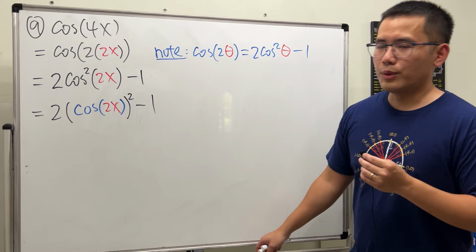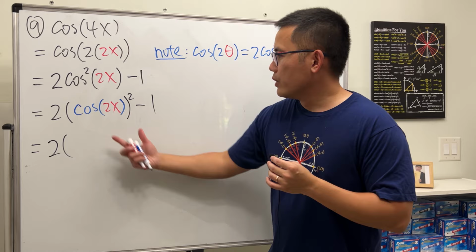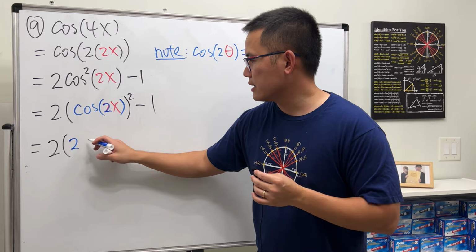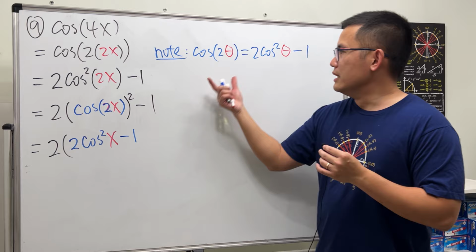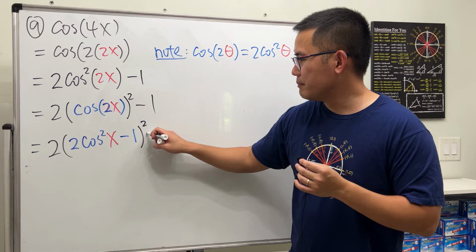All right, so let's go ahead and just continue. This right here equals 2, and then for the inside, this is just the same as that, right? So we have 2, and this time the angle is x, so we have just x. So that's cosine squared x, and then minus 1. So the blue part is pretty much this, except for the fact that the theta is the x. All right, so that's that squared minus 1.